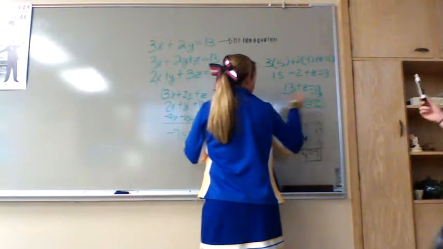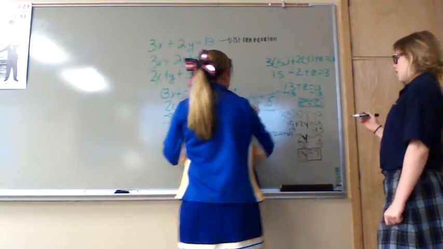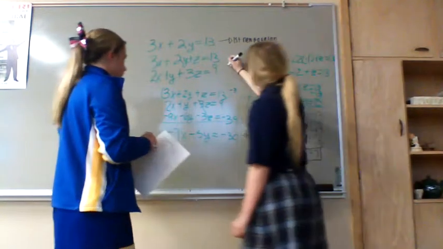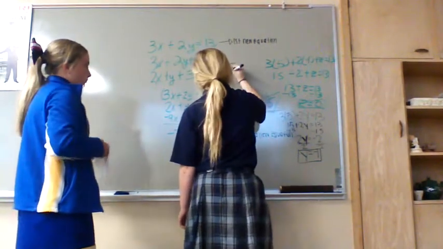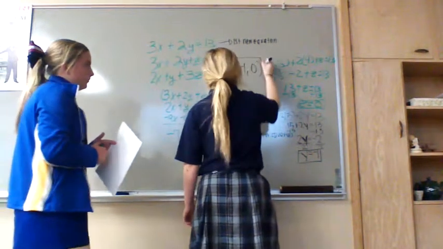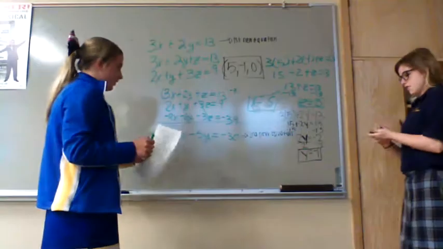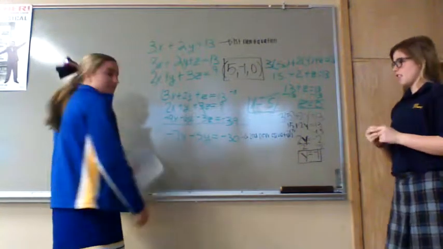And then your triple coordinate turns out to be 5, -1, and 0. That's the final answer. And that is number 3 for you.